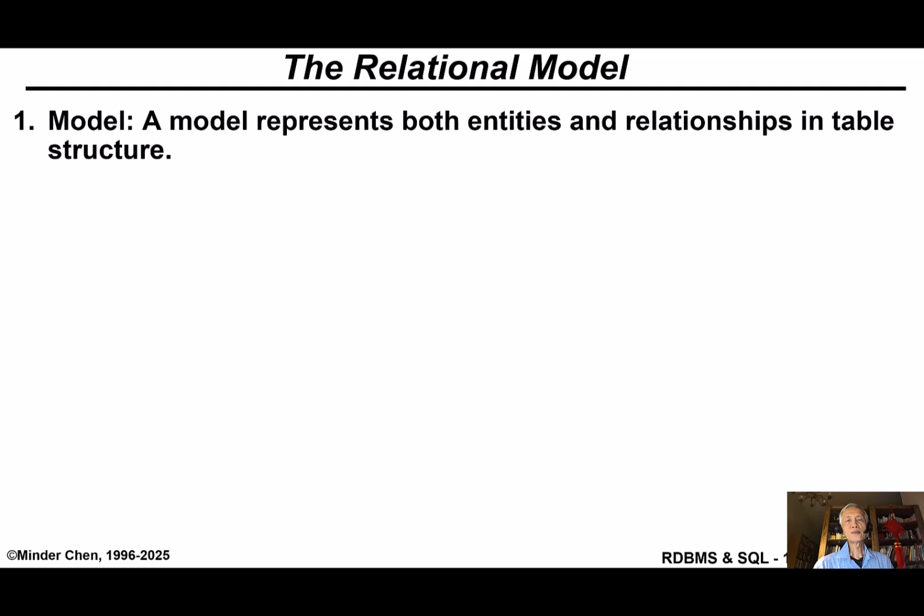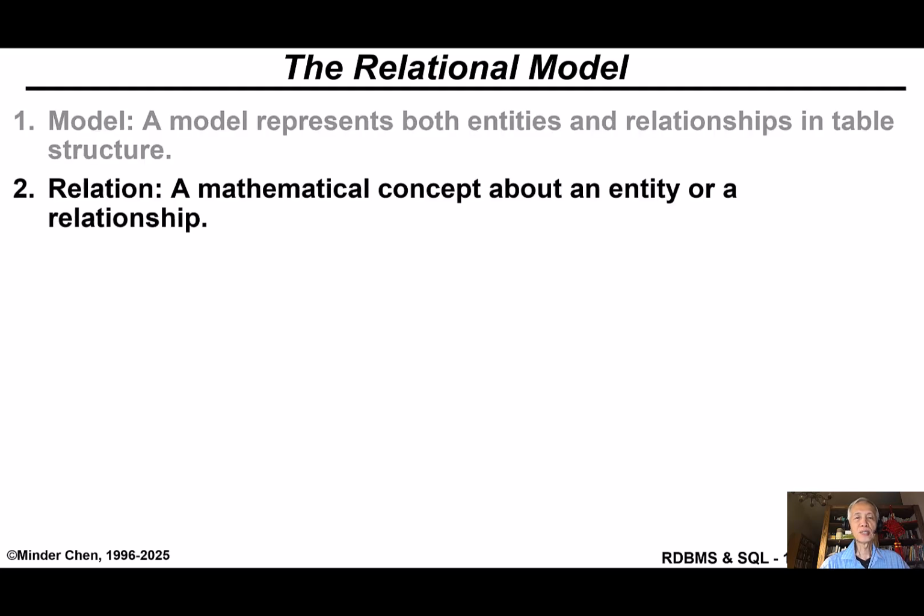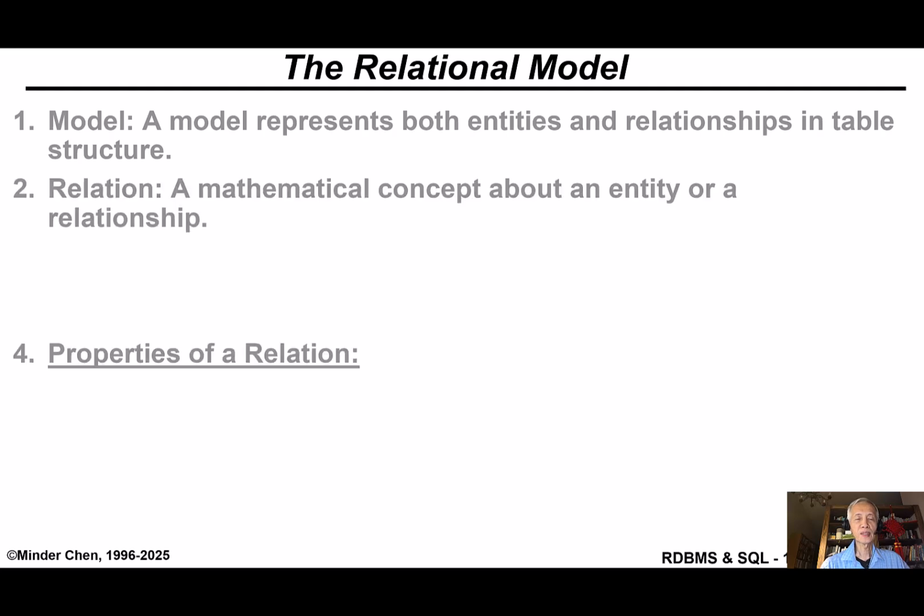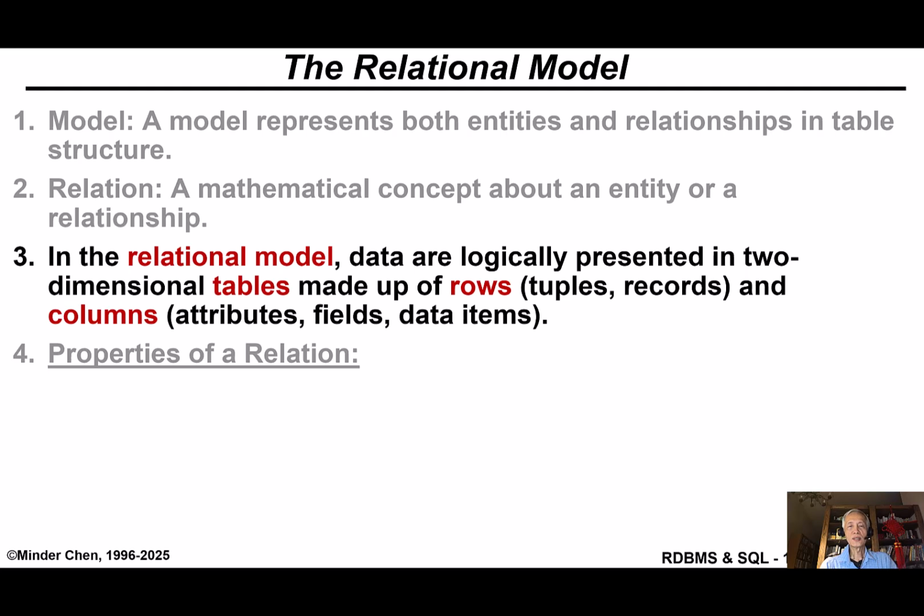So model really means a database. Sometimes we refer to it as a schema, which consists of entities and relationships, or tables and the relationships among tables. A relation, the mathematical concept, is basically a table. So in a relational model, data are logically presented in a two-dimensional table made of rows, sometimes called tuples or records, and columns, sometimes referred to as attributes, fields, or data items.